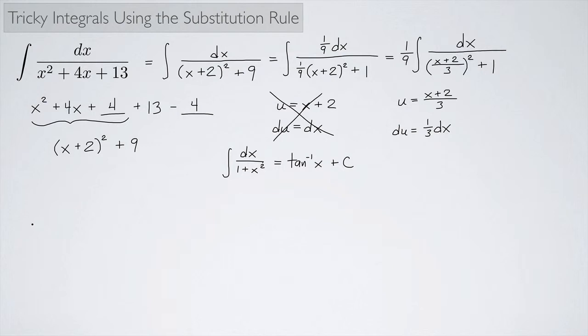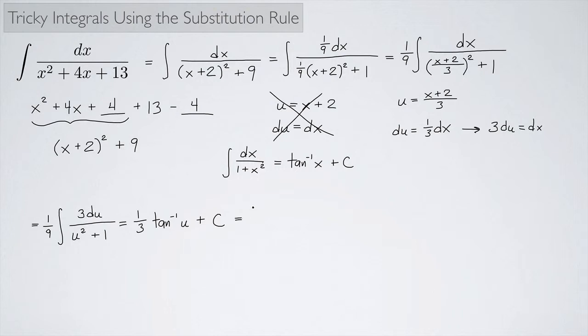So let's continue way over here. This integral equals, I have the 1/9 outside, and the integral of, and now I have x plus 2 over 3, that's all u. So this is u squared plus 1. Up top I have a dx. dx is 3 du. If I rewrite this here, 3 du is going to be my dx. That 3 can come outside and make that a 1/3. And I have the integral of du over u squared plus 1. That's this integral right here. So this is the inverse tangent of u. And then I have my constant.